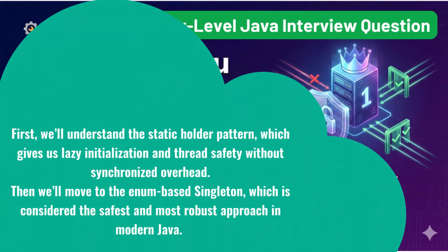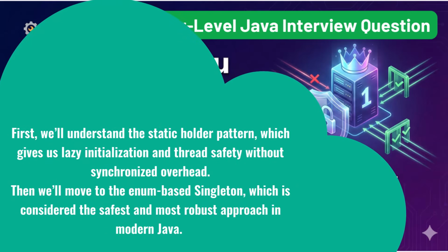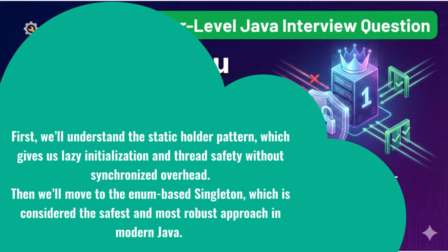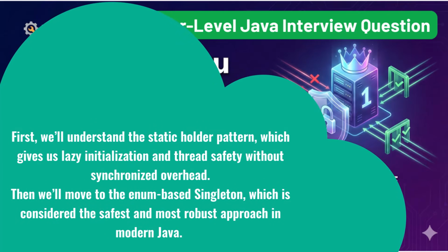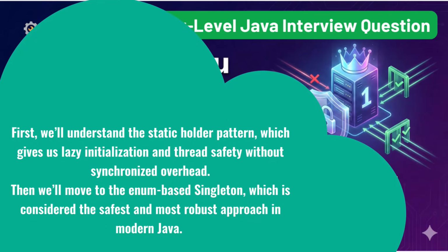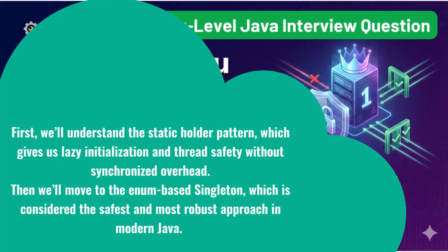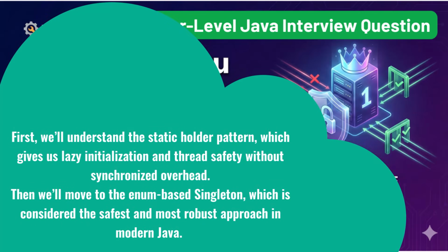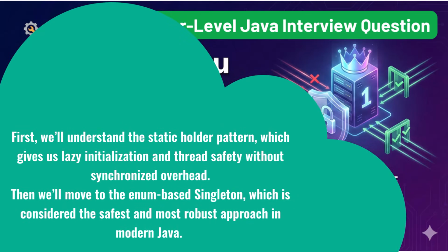First, we'll understand the static holder pattern, which gives us lazy initialization and thread safety without synchronized overhead. Then we'll move to the enum-based singleton, which is considered the safest and most robust approach in modern Java. We'll also explain why enum protects against reflection and serialization issues, making it the best practical choice in many real-world systems.